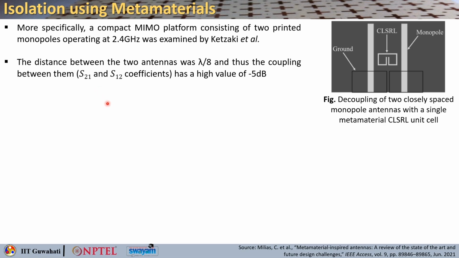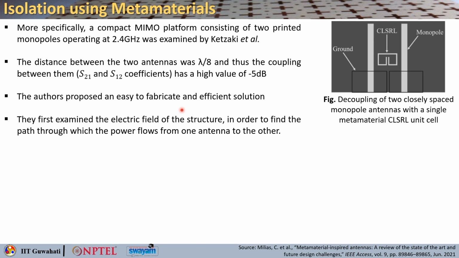So they considered the distance between the two antennas to be lambda by 8, and thus the coupling between them, that is S21 and S12 coefficients, has a very high value of minus 5 dB. So what these authors have done is basically propose an easy way to fabricate an effective solution. They first examined the electric field of the structure in order to find the path through which the power flows from one antenna to another.